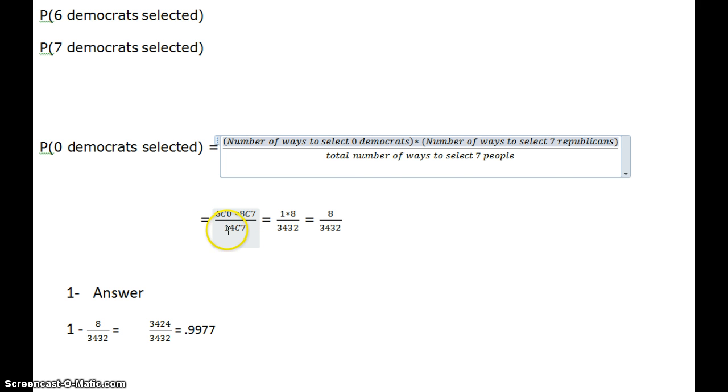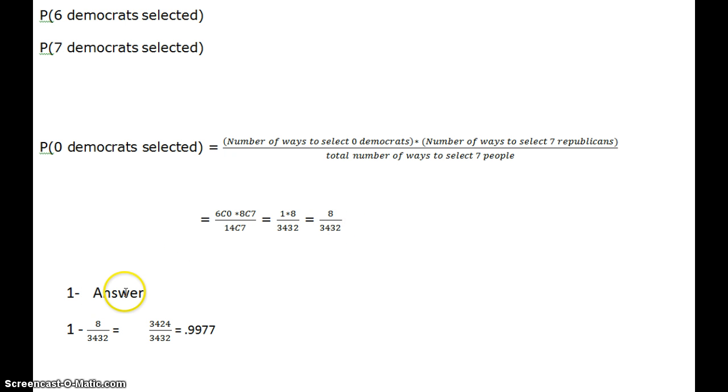And so the total number of ways to select 7 people, there's 14 total people, and we're going to choose 7 of them. The number of ways to select 0 Democrats, there's 6 Democrats, so we're going to choose 0. And to get 7 Republicans, there's 8 Republicans, and we're going to choose 7. So you put those numbers in, and it comes out to this. So the chances to get 0 Democrats is 8 out of 3,432.